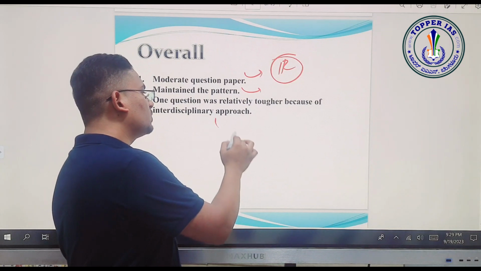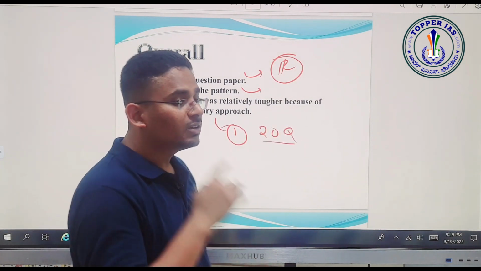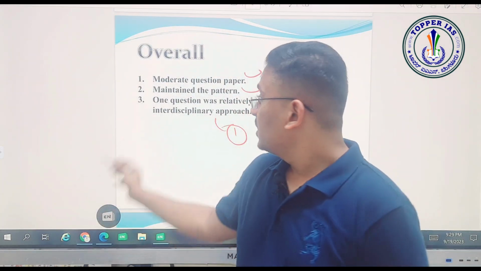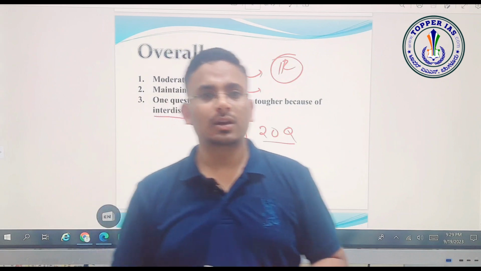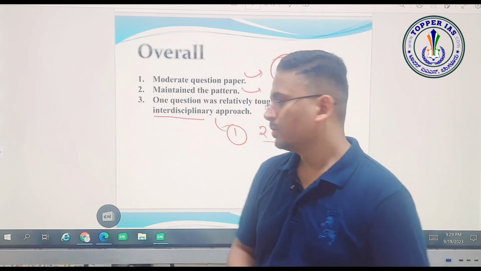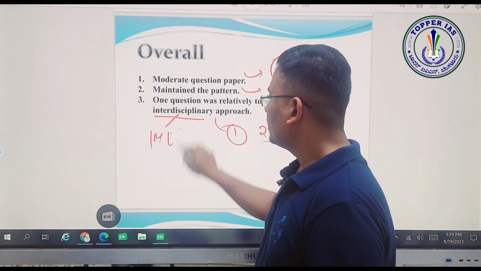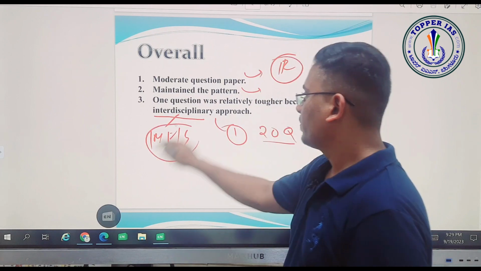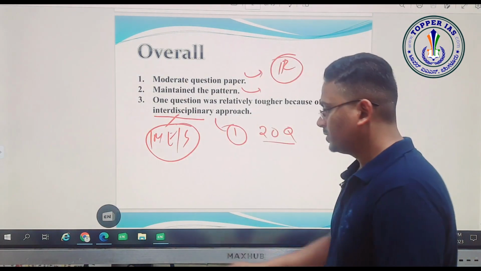Talking about one question, the 20th question was a little on the tougher side because of its interdisciplinary approach. The question was not completely from IR, not completely from environment, and not completely from the security perspective. It was interdisciplinary: IR, environment, and also the security area. That is where students found it a little challenging.